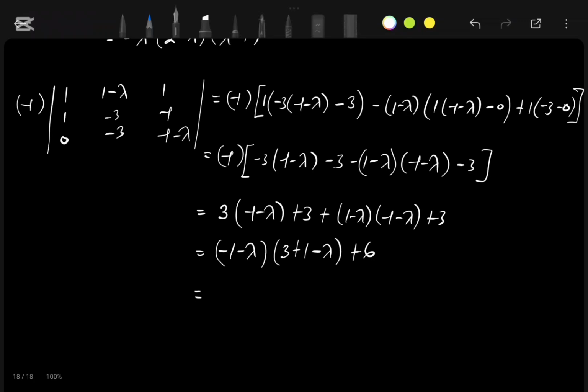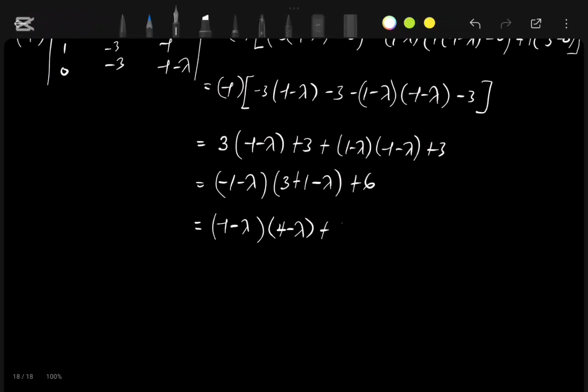Okay, this gives us minus 1 minus lambda multiplying 4 minus lambda plus 6. This is equal to minus 4 plus lambda minus 4 lambda plus lambda squared plus 6. Now we have lambda squared minus 3 lambda plus 2.